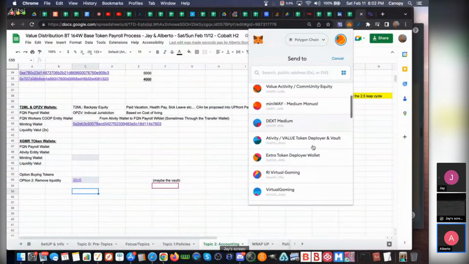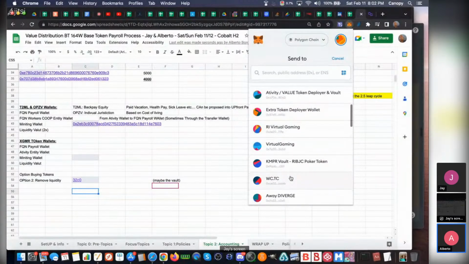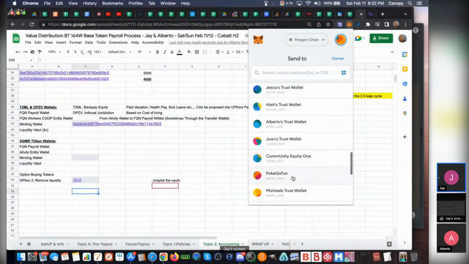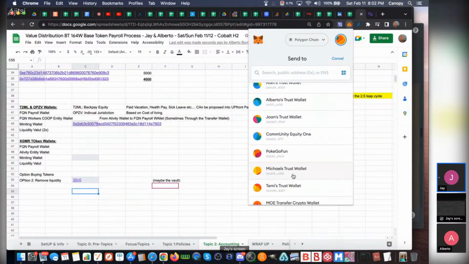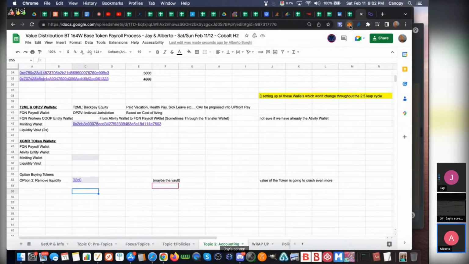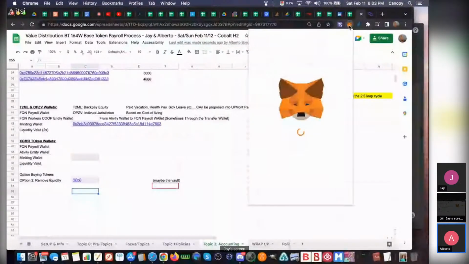Okay, so I'm looking for 32C0. Let's see if we can find it. Okay, so it's not here. All right, so that brings us to the entity wallets. Let's see what we have in relation to entity wallets.